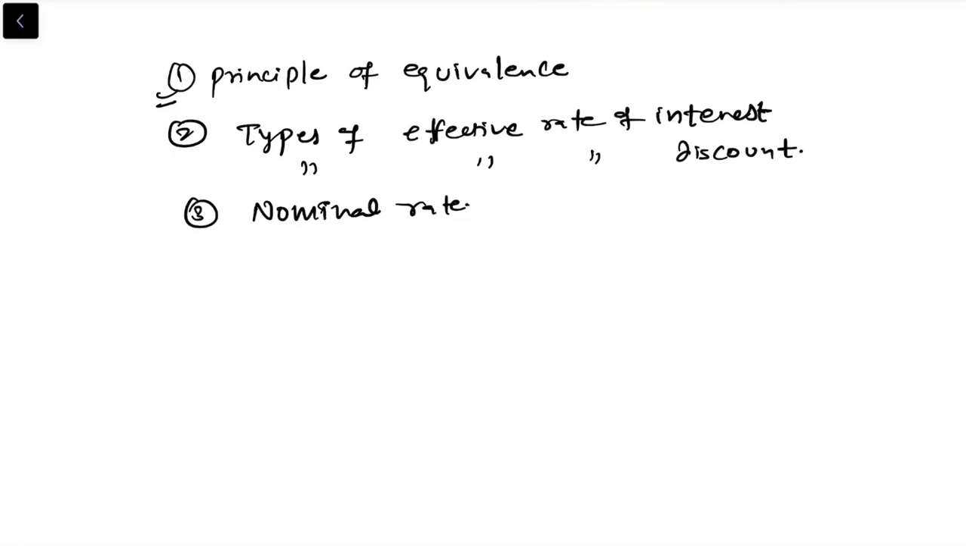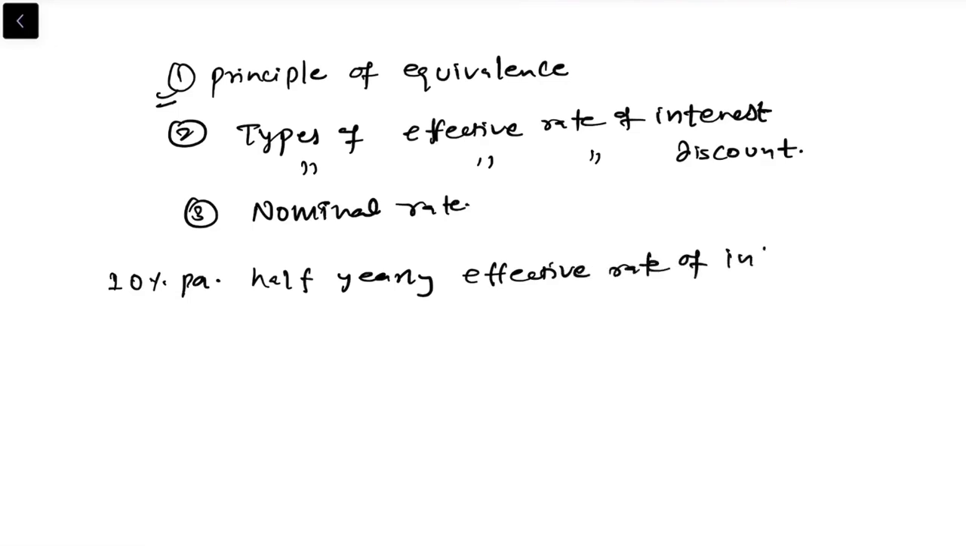Before I write the statement, let me ask you a question. Suppose you are given that the annual effective rate of interest is 10% per annum. What will be the half yearly effective rate of interest equivalent to this 10% per annum? So this is the question. Now you can pause the video and think about it for a while. If you have come up with the answer 5% per half year, that is simply dividing the 10% by 2, then I would say you are wrong.